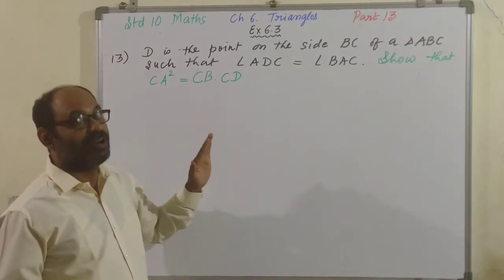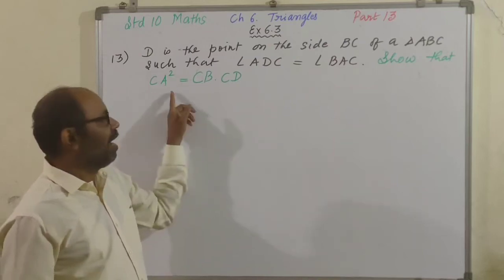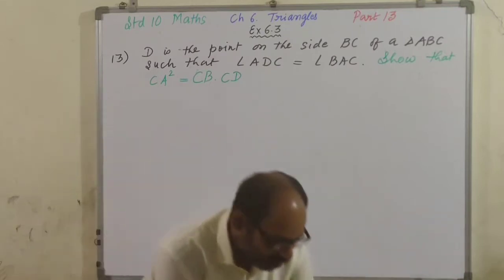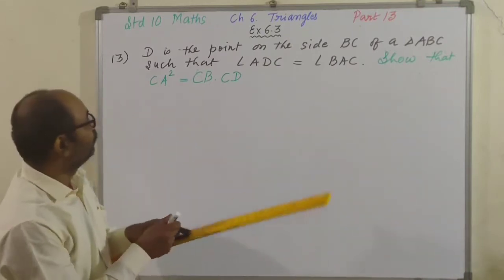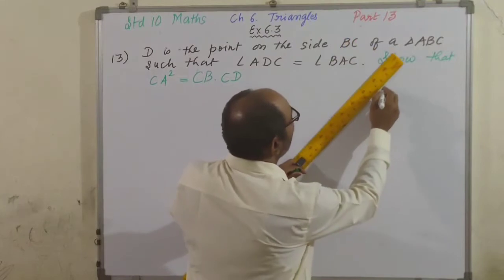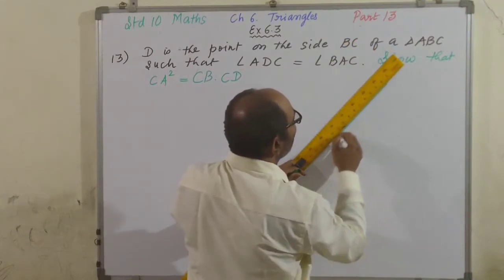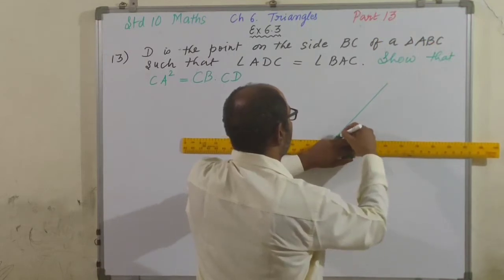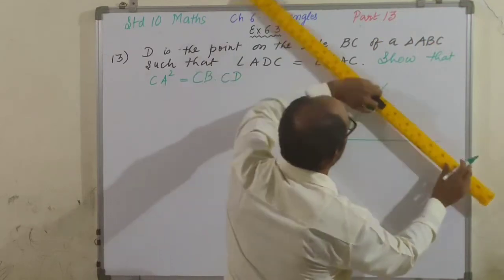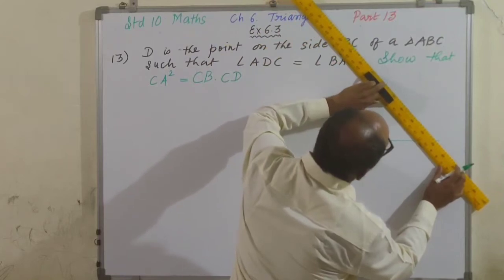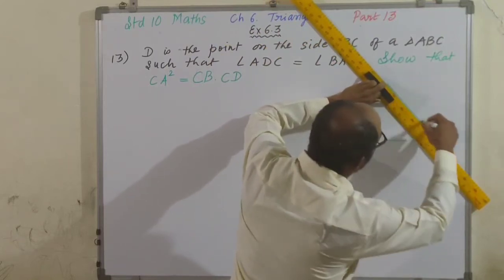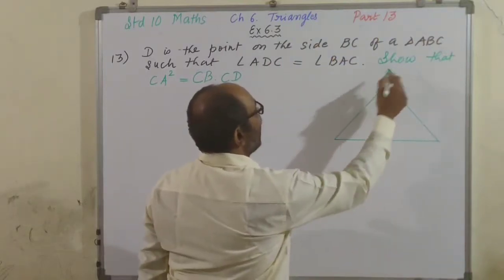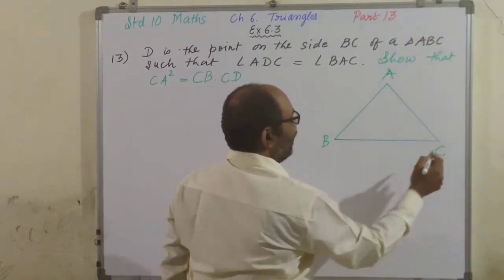फिगर हमने खुद ड्रॉ करना है. यहां क्या प्रूव करना है, let's think later, first let us draw the figure. Okay. Here it is. This is triangle A, B, C.